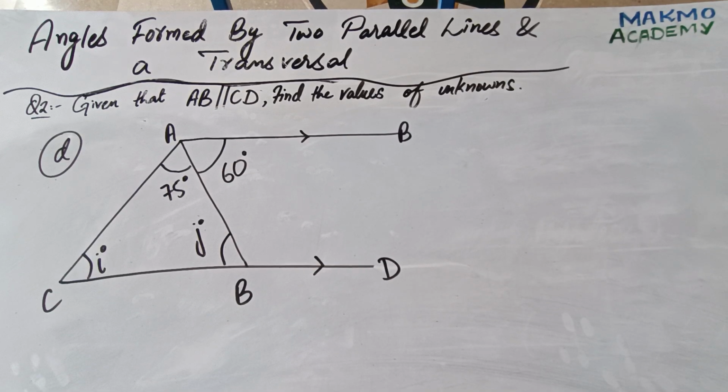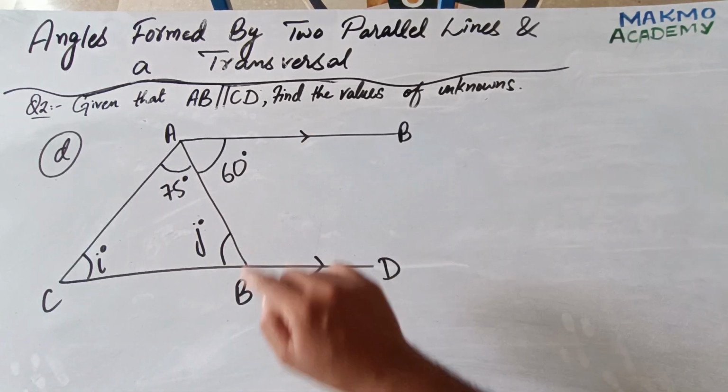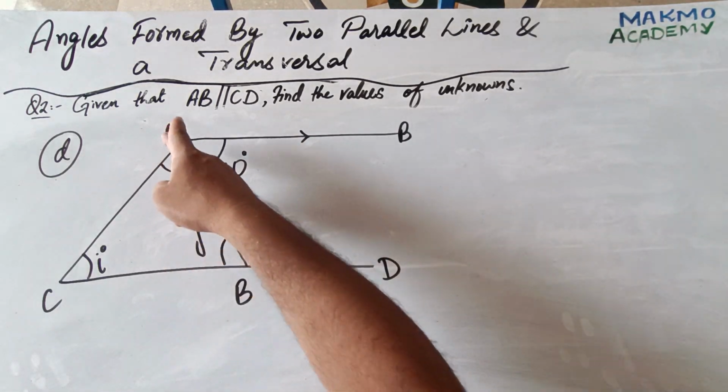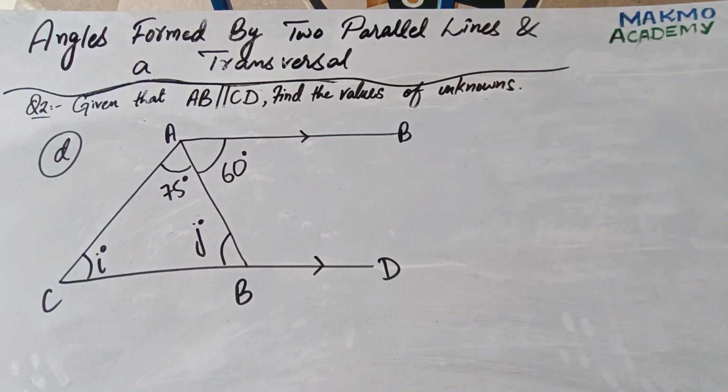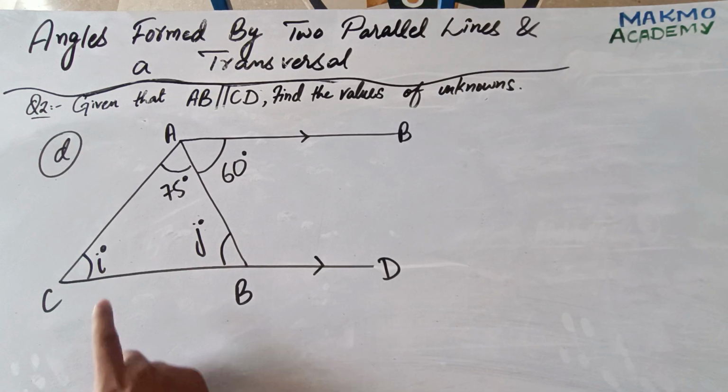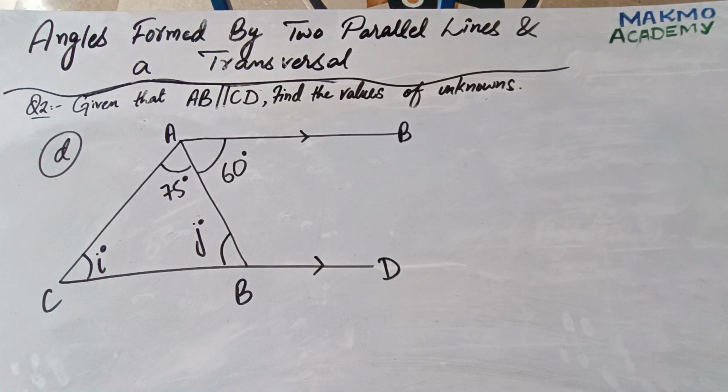Now again let's look at the problem very attentively. So there is another problem, the fourth one. Again line AB and line CD. These two lines are parallel with each other. There is an indication. So what about these two lines? These two lines are the transversals. If these two lines are the transversal, we need to find out the value of unknown, which is I and J, one by one.